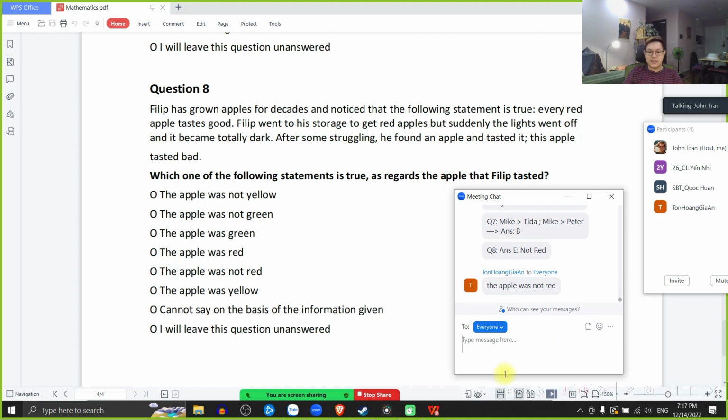So the key to this answer lies in here. Every red apple tastes good. So it means if it doesn't taste good, it's not red, right?